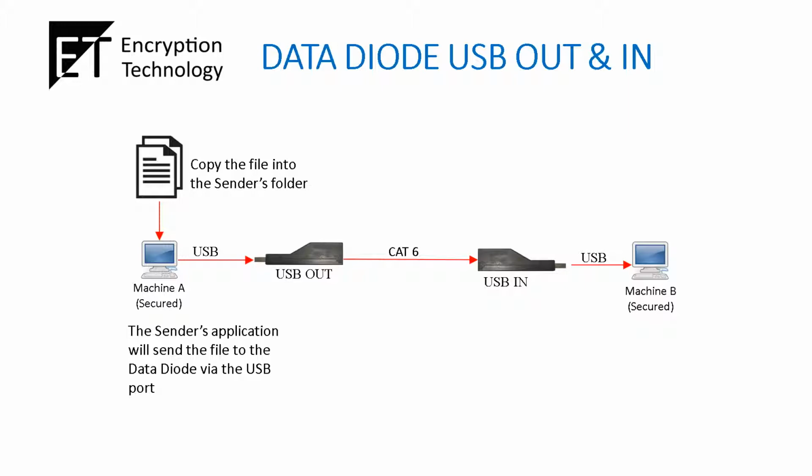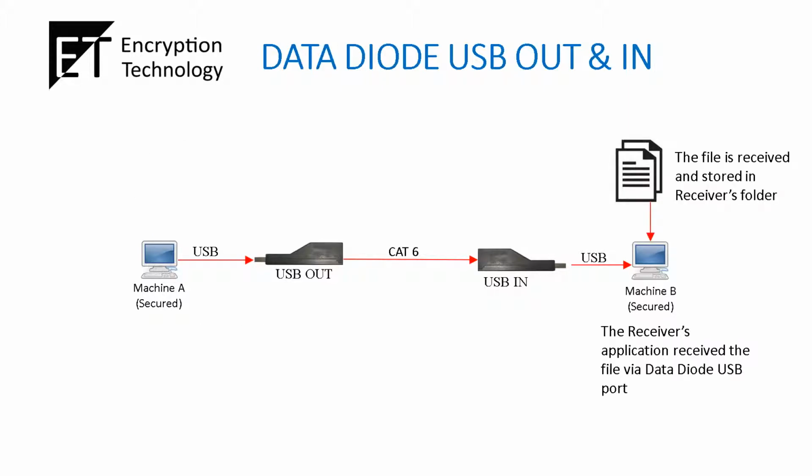The data diode sender application will now transfer the file via the USB port of the data diode USB out. The data diode USB out will send the file via Ethernet connection using UDP protocol to the Ethernet port of the data diode USB in. The target machine's receiver application will now receive the file from the data diode USB in through the USB port and stores the received file in the receiver folder.